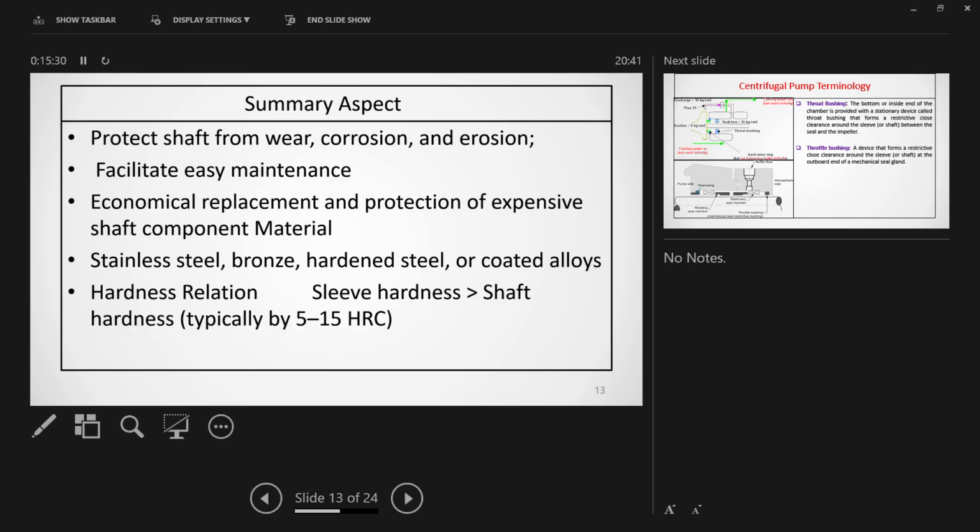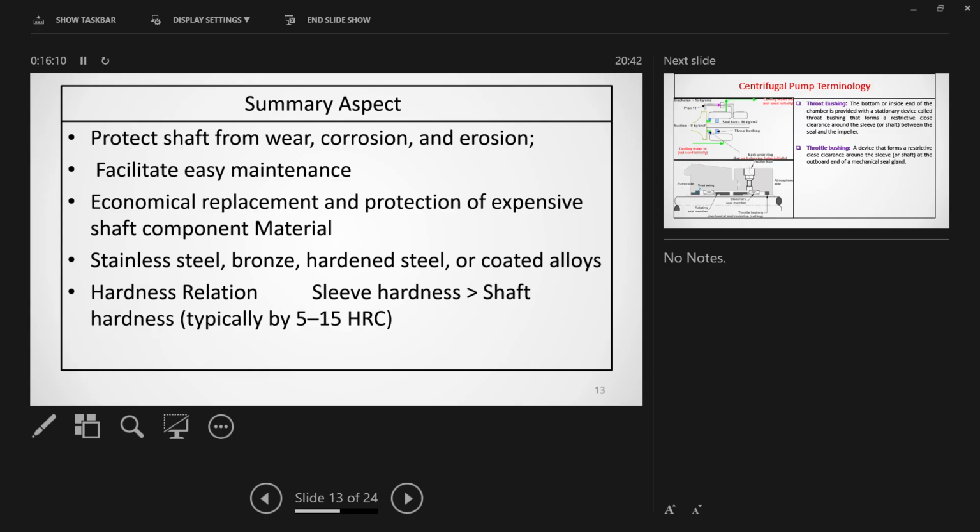So in summary, the shaft sleeve is there to protect the shaft from wear, corrosion and erosion, and some slightly inferior material can also be used for the shaft. The purpose of the shaft is to transmit the torque, so its strength should be just sufficient to transmit the torque. It need not be SS or a harder material, because it does not come in contact with the fluid. Then there is easy maintenance, as there is no need to take the shaft out of the bearing. It is economical, because the expensive shaft material need not be replaced.